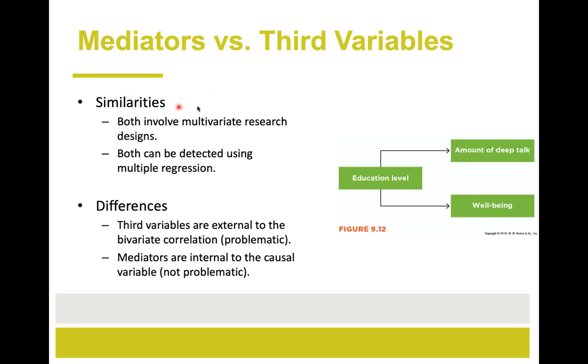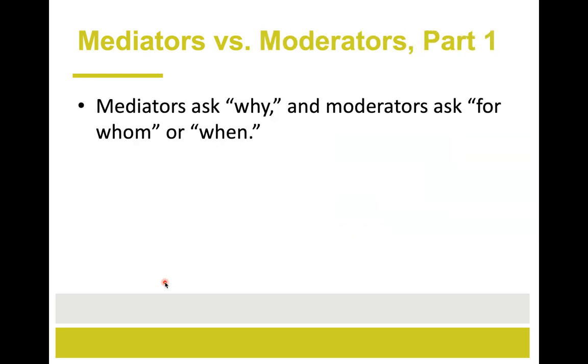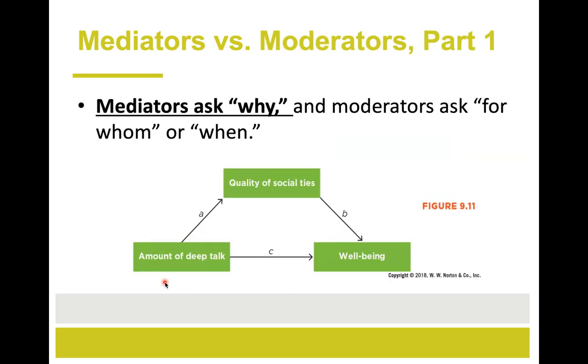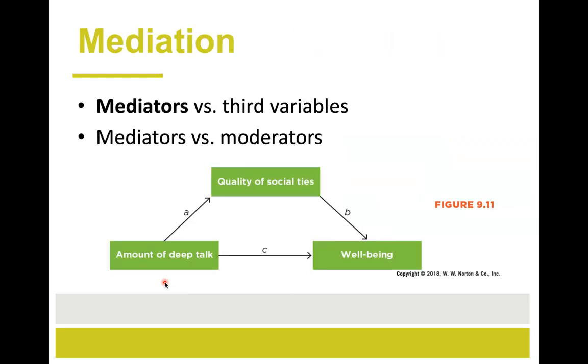So both mediators and third variables can be involved in multivariate research. They can be detected using multiple regressions. Third variables are external to our correlation. They're problematic, whereas mediators are internal to our causal variables. They're not problematic. So we're gonna see what that means here.